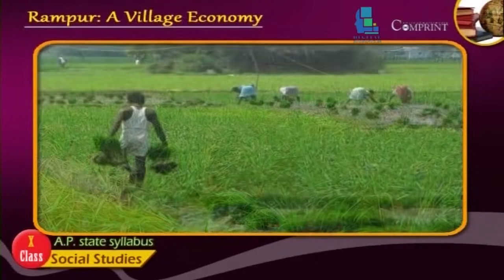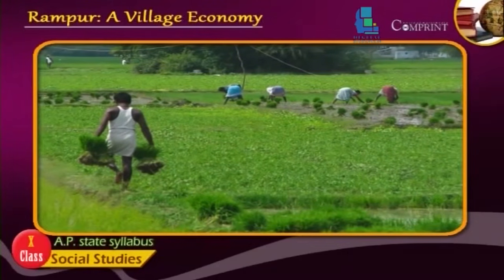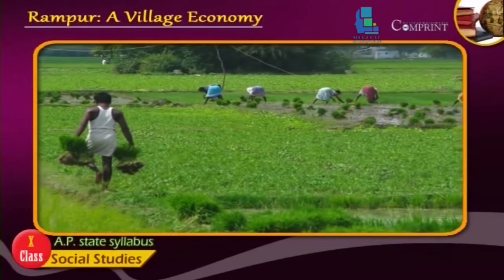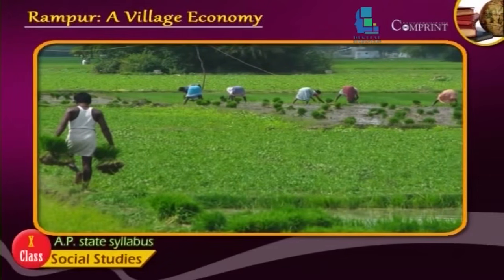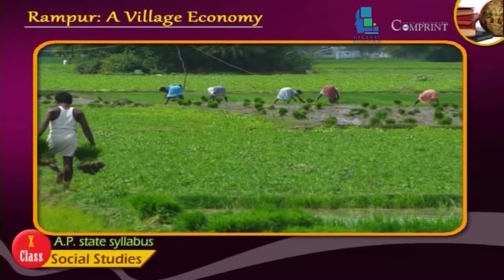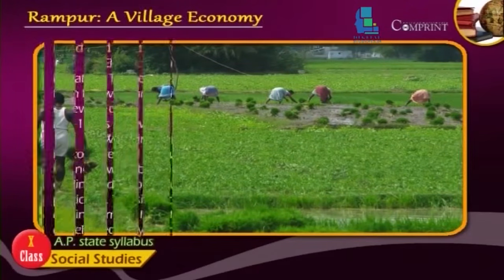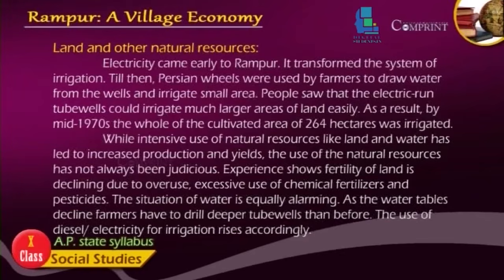While intensive use of natural resources like land and water has led to increased production and yields, the use of natural resources has not always been judicious. Experience shows the fertility of land is declining due to the excessive use of chemical fertilizers and pesticides. The situation of water is equally alarming. As water tables decline, farmers have to drill deeper tube wells than before. The use of diesel and electricity for irrigation rises accordingly.